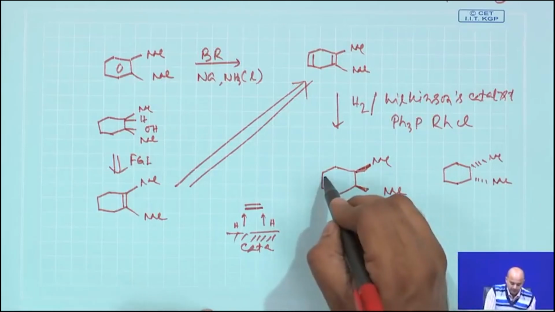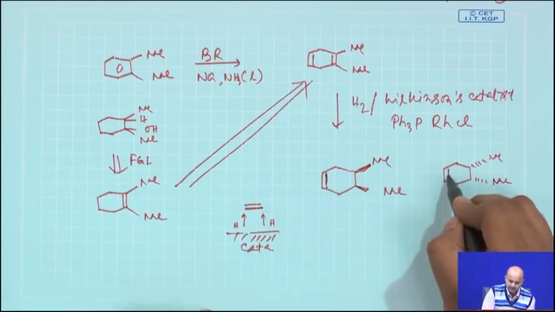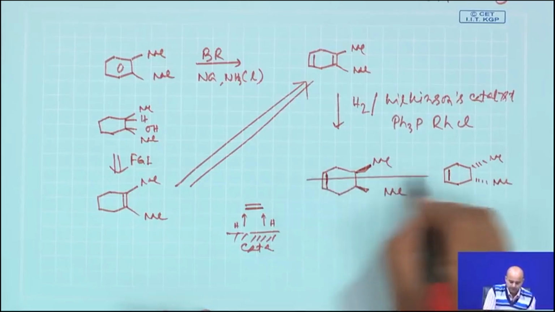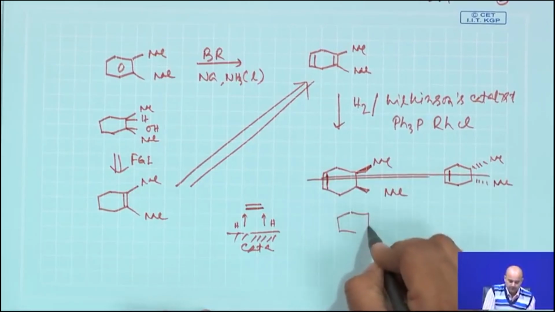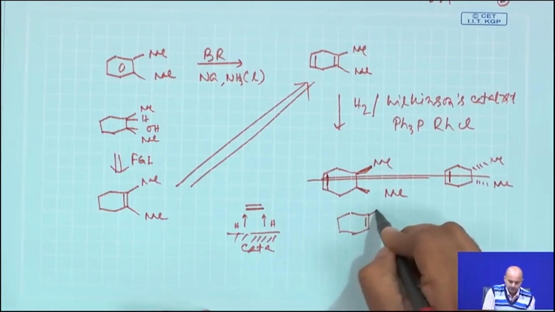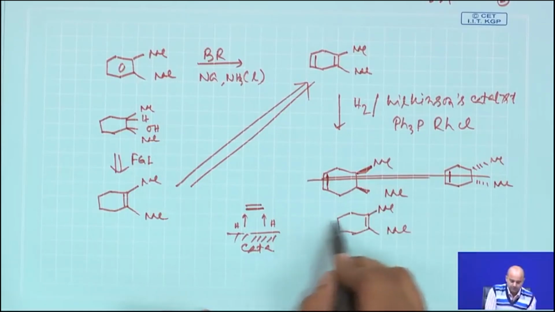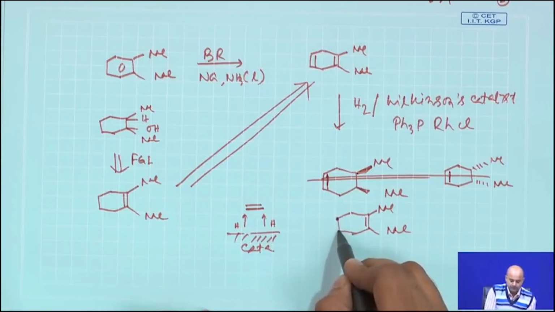Oh sorry, this double bond is, sorry, aha. So you basically get this compound, and there is no chance of stereochemistry because this double bond is only reduced and there is no stereocenter here, fine.